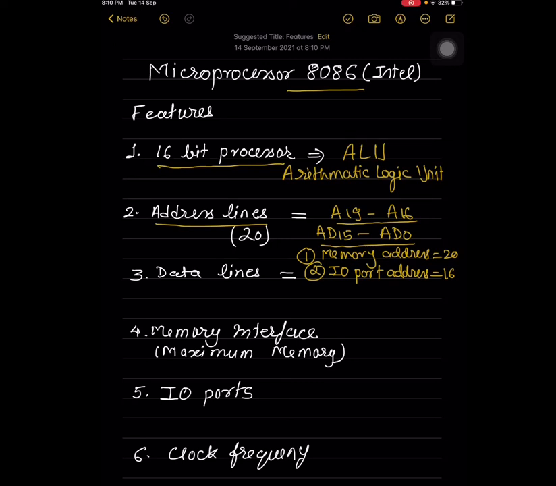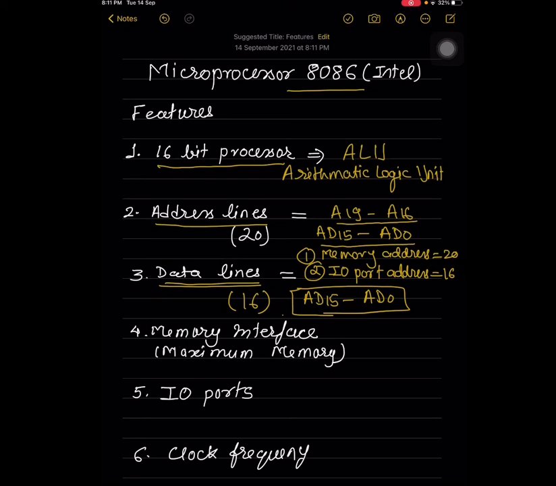The third important feature in 8086 is that it has 16 data lines. The data lines available in 8086 are AD15 to AD0. These lines are multiplexed address cum data lines. That means the same lines are used by the microprocessor for transmission of address as well as data, but at different times. So AD15 to AD0 represents the data lines.